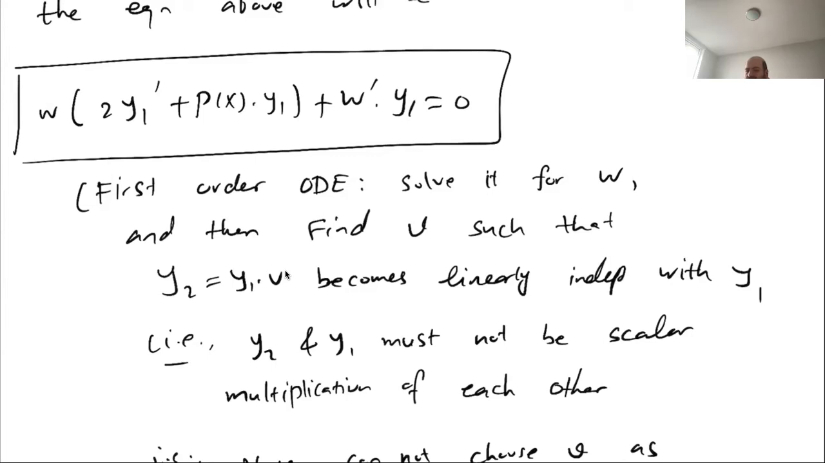Because if V becomes a constant function, y2 becomes a scalar multiple of y1, and y2 and y1 will become linearly dependent, but we want y2 and y1 to be linearly independent. So that's the only restriction that you have to think about when you're solving for W, and then when you're solving for V.